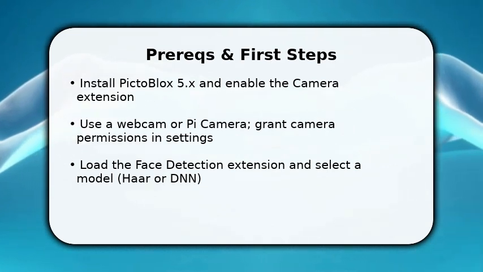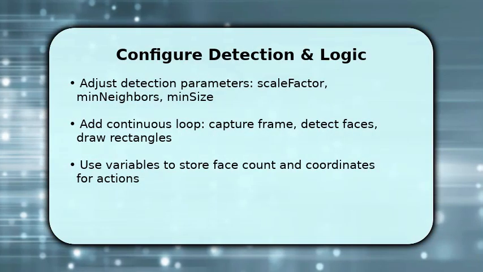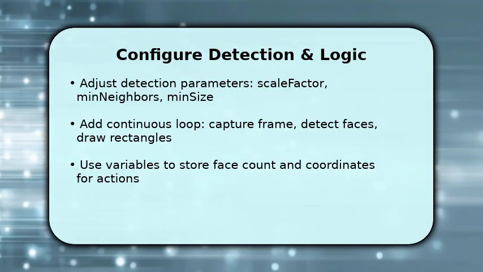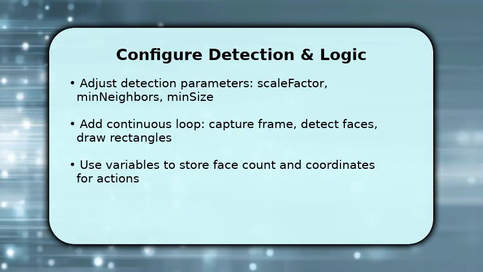Once the live video is running, configure detection. Set scale factor to 1.1, min neighbors to 3, and min size to a reasonable pixel value for your camera.